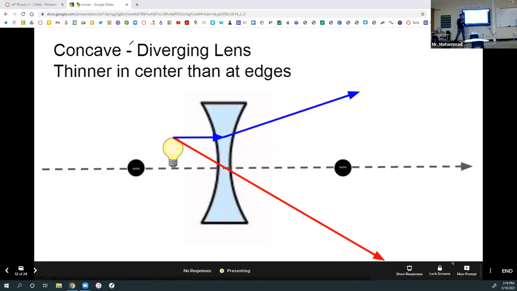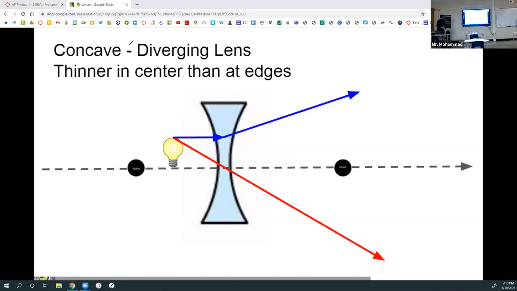Now, there's only one drawing for this one, one case for this. So it doesn't matter where the object is. It doesn't matter where the object is here. The rays of light are always going to be bent the same way. So the first one here, if it started out parallel, when it gets bent, again, it's getting bent away.